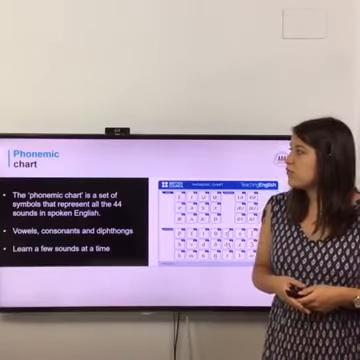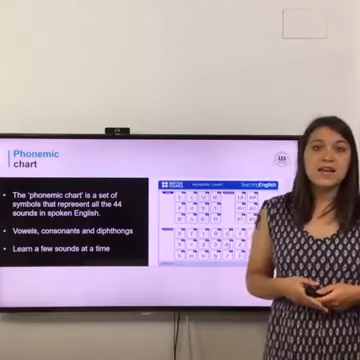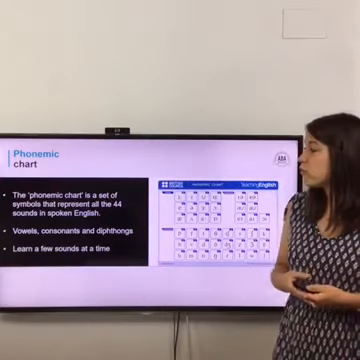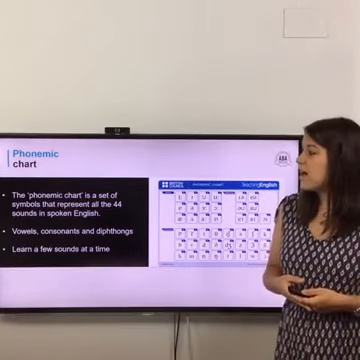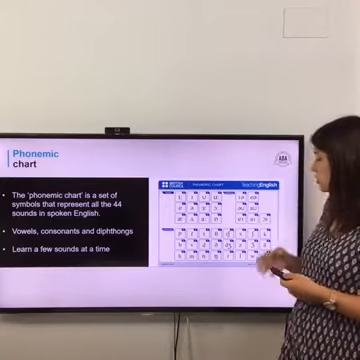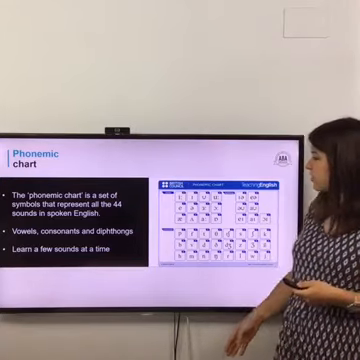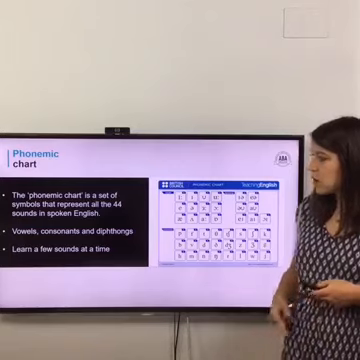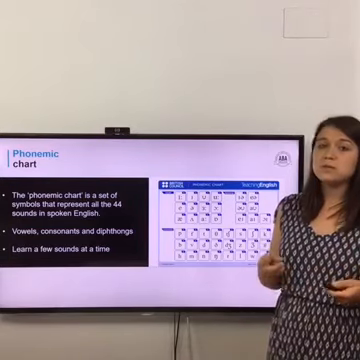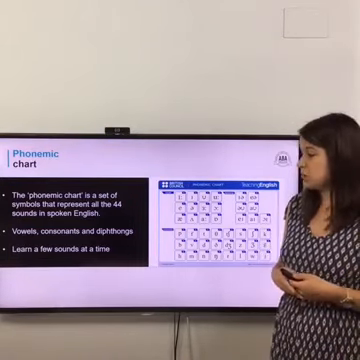Okay, so the phonemic chart is a set of symbols. There are 44 total phonemes in the English language. So this is an example of the phonemic chart. Okay, this includes vowel sounds, consonants, and diphthongs.